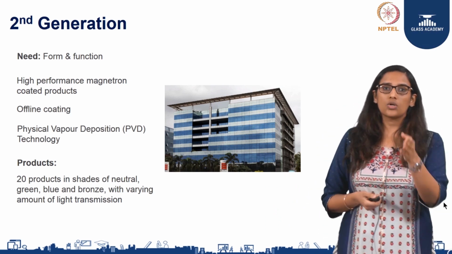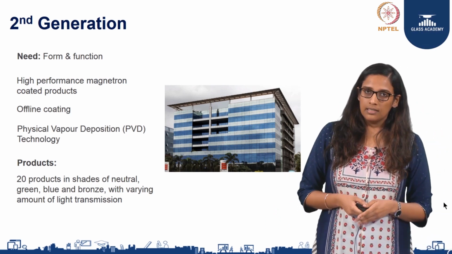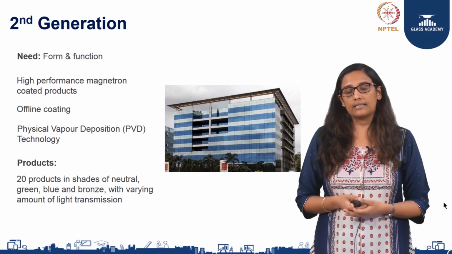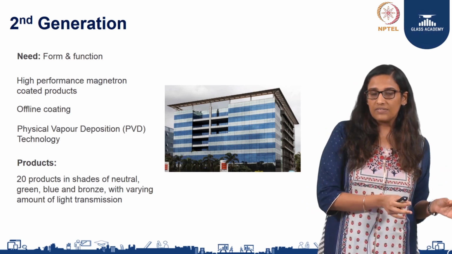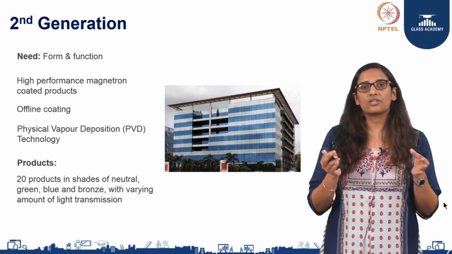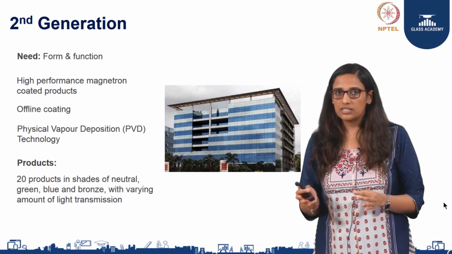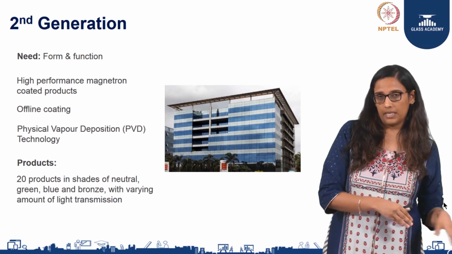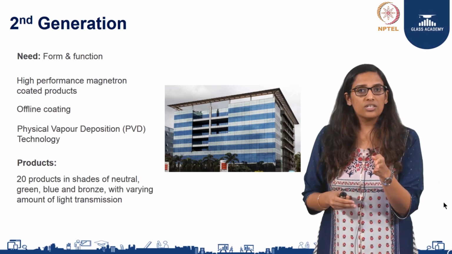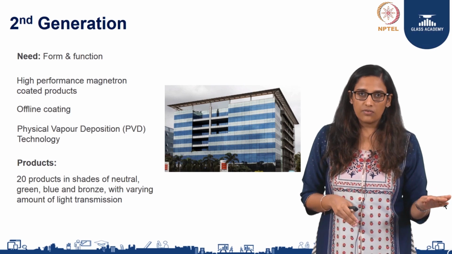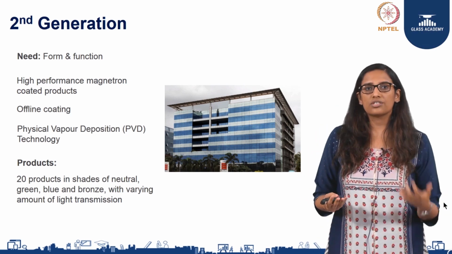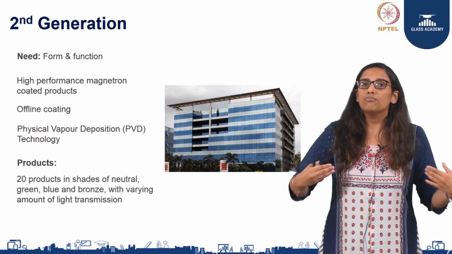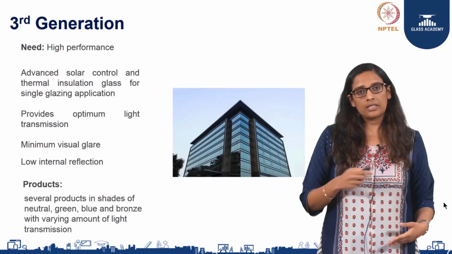This was produced on what is called a magnetron coater, which is used to coat the glasses using metallic coatings off the line. This is different from the previous technology of the first generation product because this is called a PVD process, or a physical vapor deposition process, as compared to a chemical vapor deposition process. In this generation, you have over 20 varieties of colors and products because they can be coated on green, blue, bronze, whatever base glass that you have to get more and more better performances.